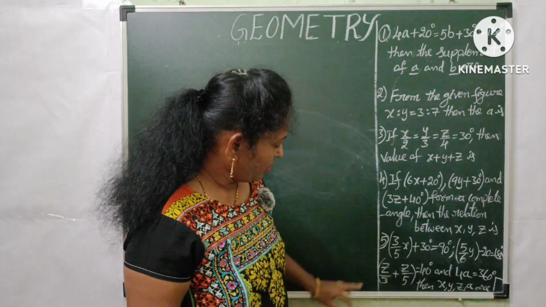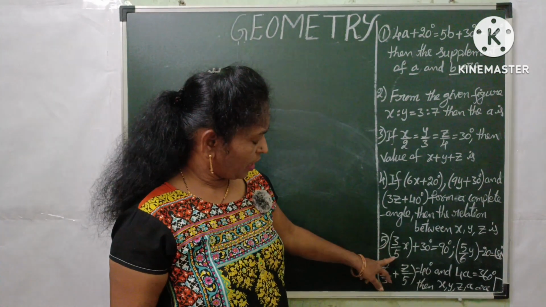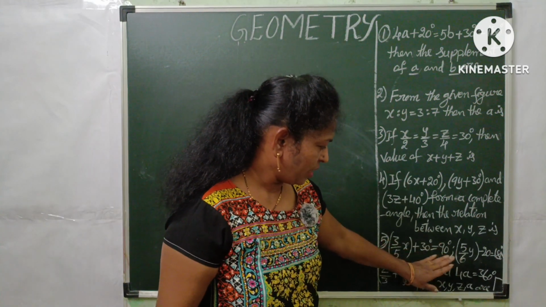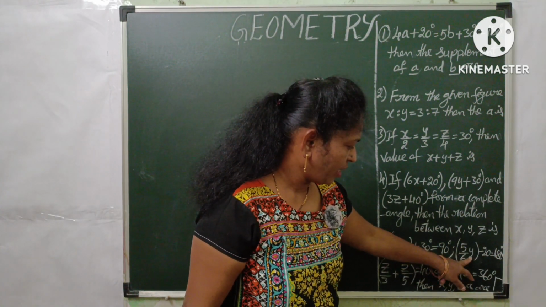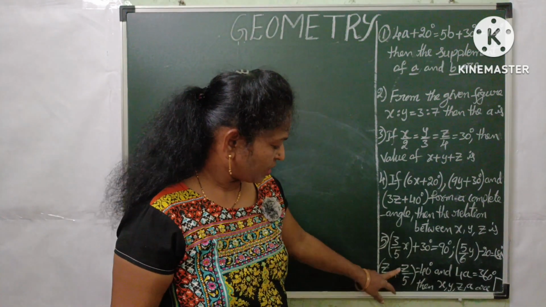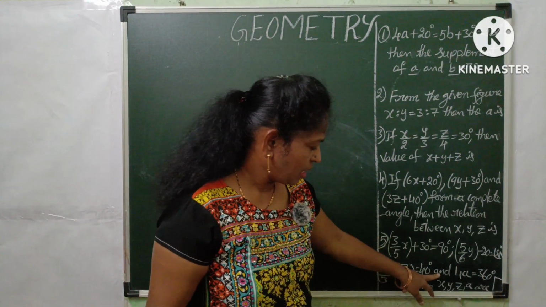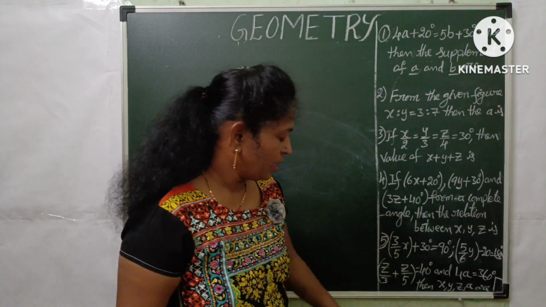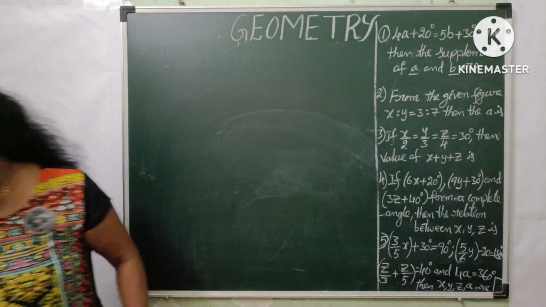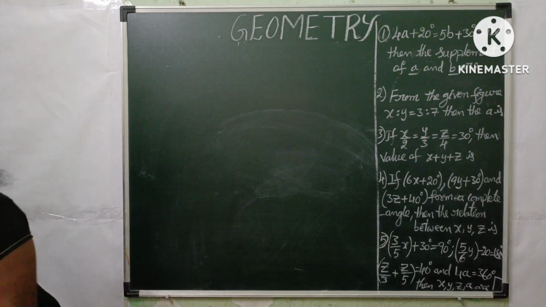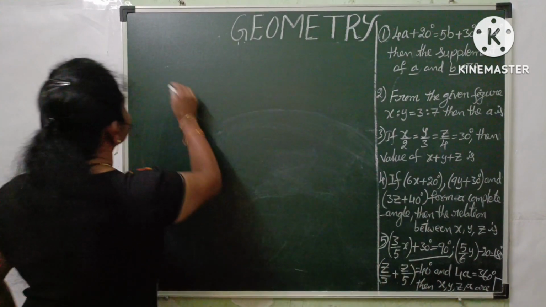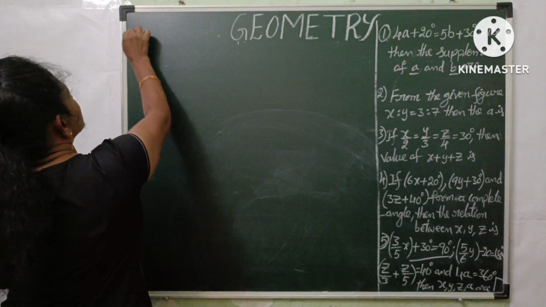Next question, fifth one. 3 by 5 of x plus 30 degrees equal to 90. Next, 5 by 6 y minus 20 equal to 180 degrees. And z by 3 plus z by 5 equal to 40 degrees. And 4a equal to 360 degrees. Then find x, y, z, a. See, they are all given as expressions. Fifth question, solution.